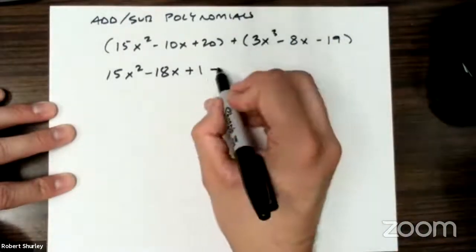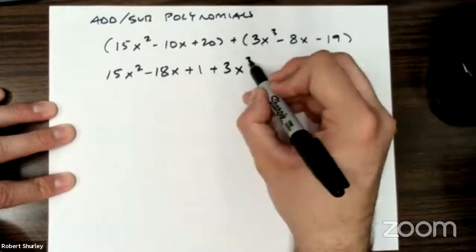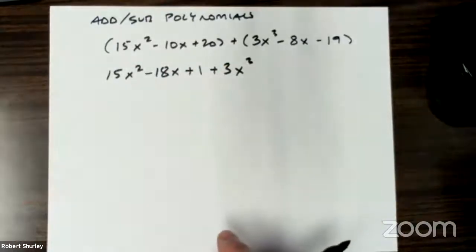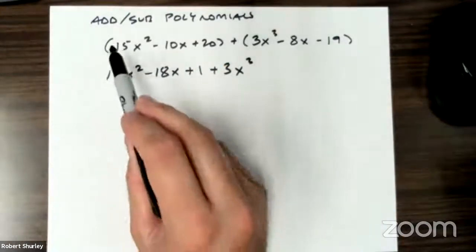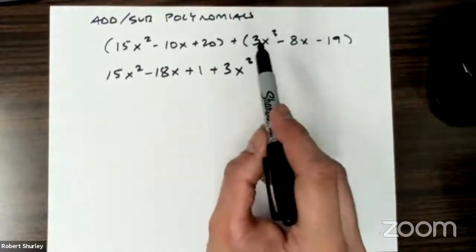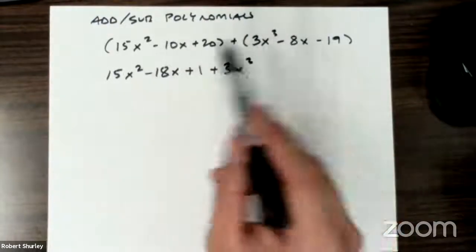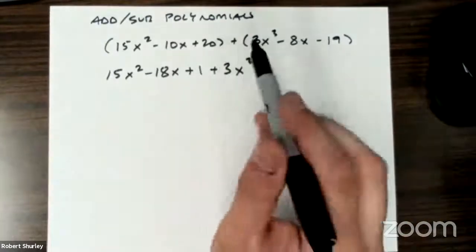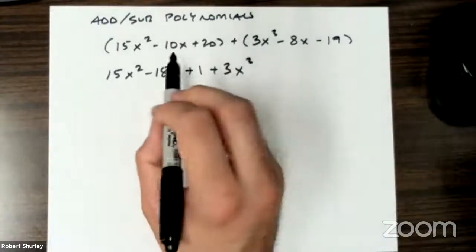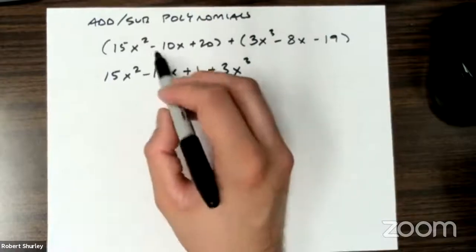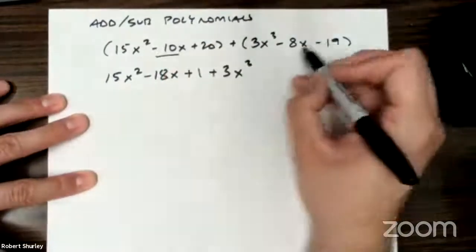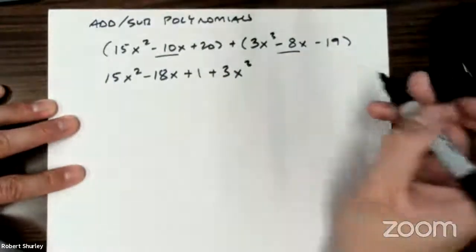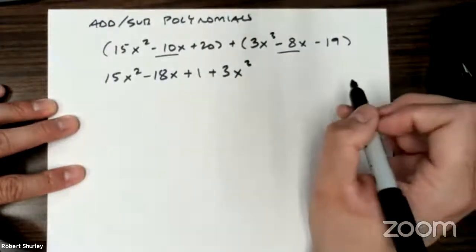And then don't forget the 3x cubed. It didn't combine with anything in this first term, so it's just going to go right there, okay? So the 15x squared and the 3x cubed didn't have a like term in the other polynomial, but if there are like terms in each polynomial, you can combine them with the arithmetic. So for this, it's addition, right? So negative 10 plus a negative 8 gives us the negative 18. 20 plus negative 19 gives us the positive 1.